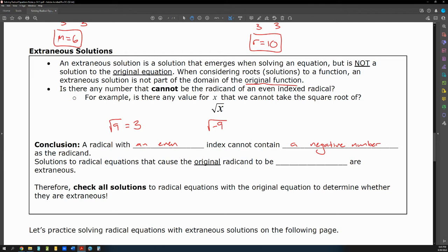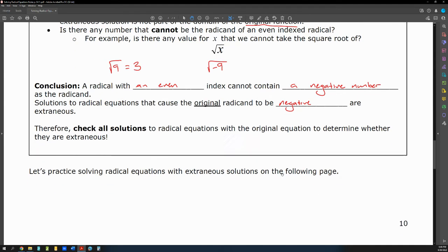Because in order to get a negative, one of them has to be positive, one of them has to be negative, which would cause those numbers to not be the same. There is no such number. Solutions to radical equations that cause the original radicand to be negative are extraneous. So what we have to do is check our solutions and plug them back into the original radicals to see whether or not it causes the radicands to be negative. All right? We cannot have a negative inside the radical. We cannot have a negative inside the radical. So let's see what that looks like.